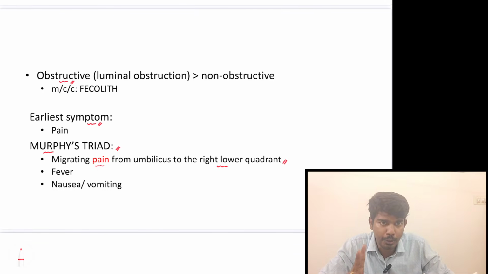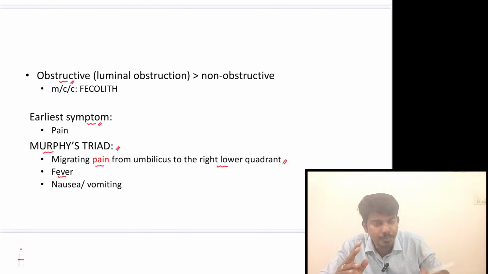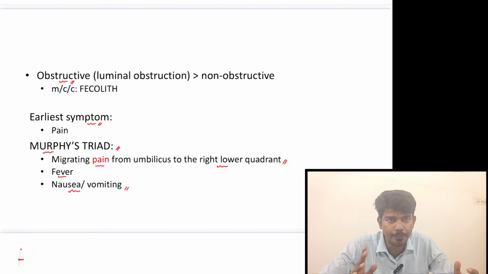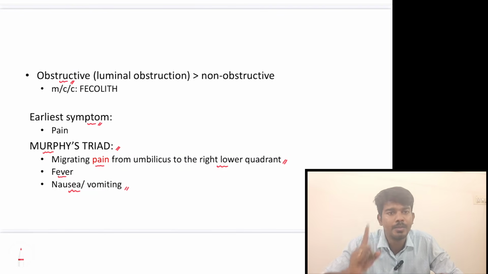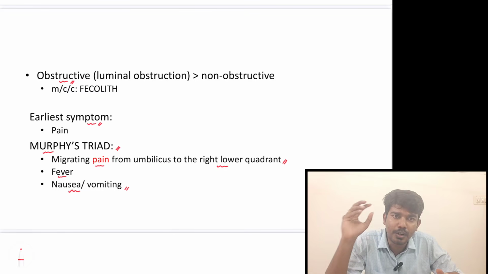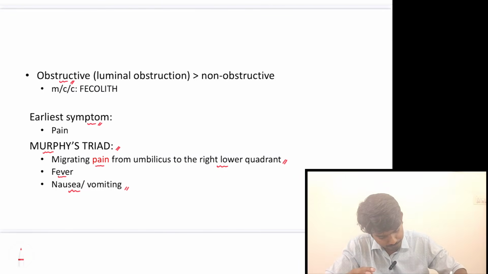Number two, after pain starts, the patient will present with fever, followed by nausea and vomiting. Apart from that, one more important symptom is anorexia. So in Murphy's triad, the first symptom is pain, followed by fever, followed by nausea and vomiting. This is Murphy's triad, whereas Murphy's sign will be seen in acute cholecystitis.